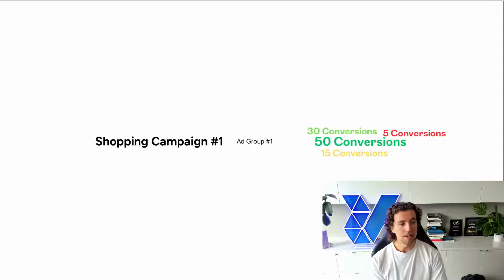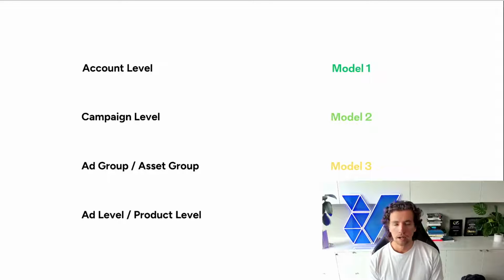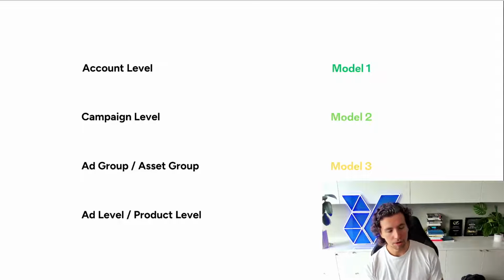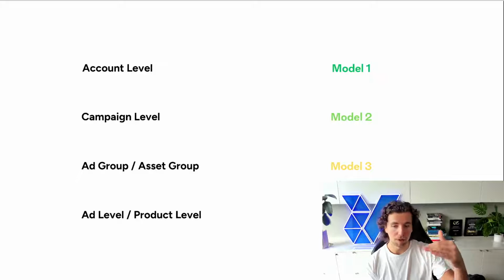Now, this then raises the question, what level of the overall account is machine learning actually occurring at? The short answer is it occurs at every level. There's a machine learning model at the account level, at the campaign level, at the ad group - asset group level if you're using PMax, and then at the ad level - product level if you're using a shopping or performance max campaign. And so there's models at each of these levels that are taking in all of the conversion data below that level of the hierarchy.